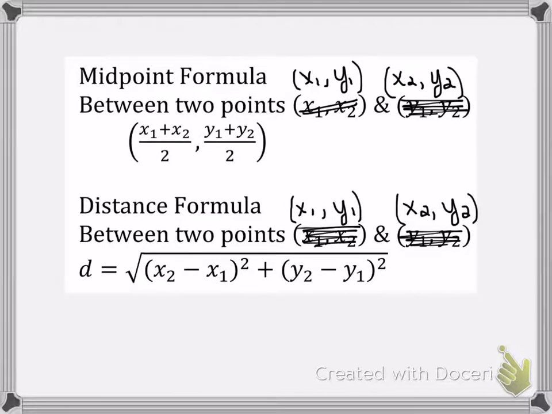So to review these formulas, for the midpoint formula, I take the x values of each of my points, add them together, and divide by 2. And then I take the y values of each of my points, add them together and divide by 2. It's kind of like the average. The distance formula is the square root of the difference of my x's squared plus the difference of my y's squared.